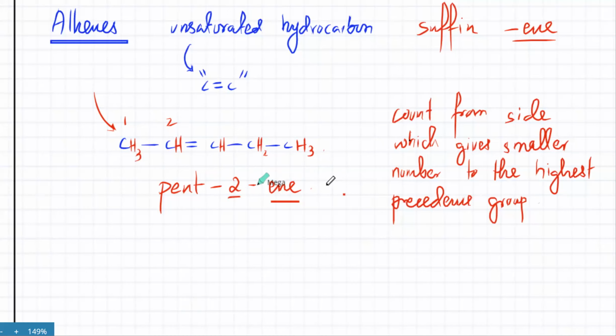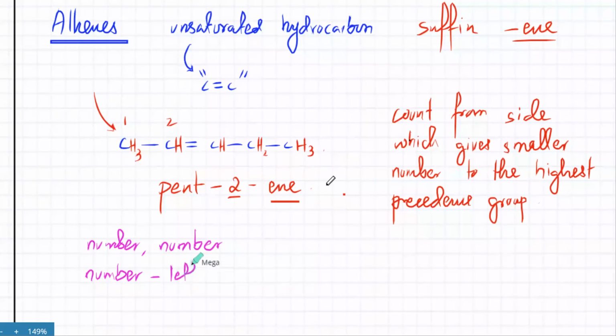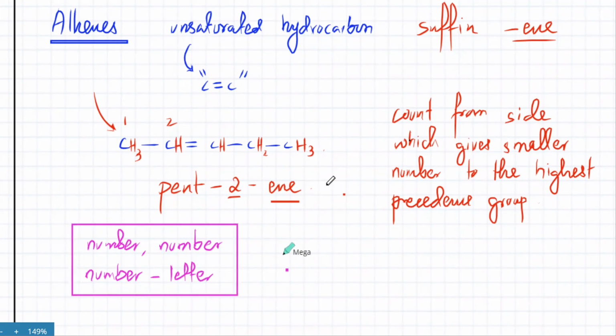I'll also add one more thing: when you're writing names, there's a small rule, which is that if you have a number and another number, there is a comma in between them. And a number and a letter have a dash between them. It's a very small rule. You can sort of ignore that rule even then.